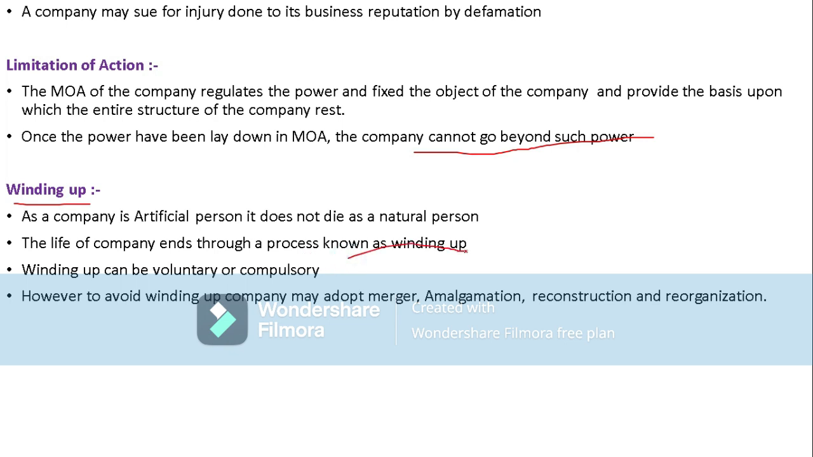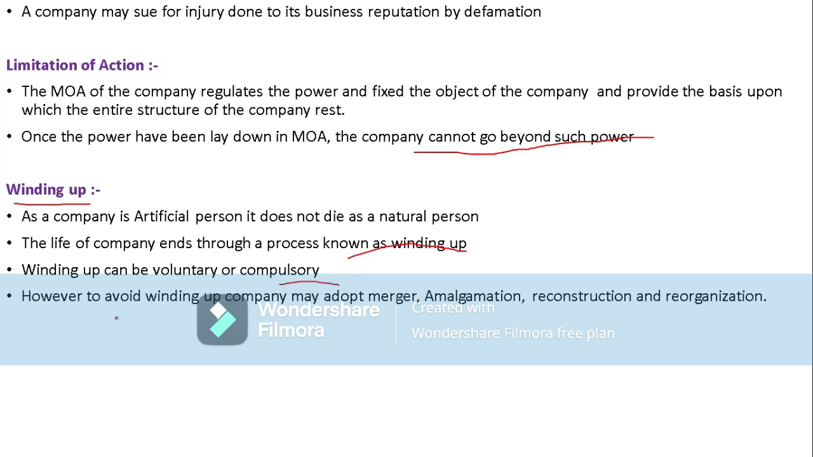Now winding up can be voluntary or compulsory. Voluntary means the company itself may feel that it may not sustain in the market, so it winds up the company. Coming to the compulsory aspect, here the government itself insists the company wind up because of the situations existing in the company, meaning the company is unable to run. Therefore the government gets involved and makes winding up of the company compulsory.